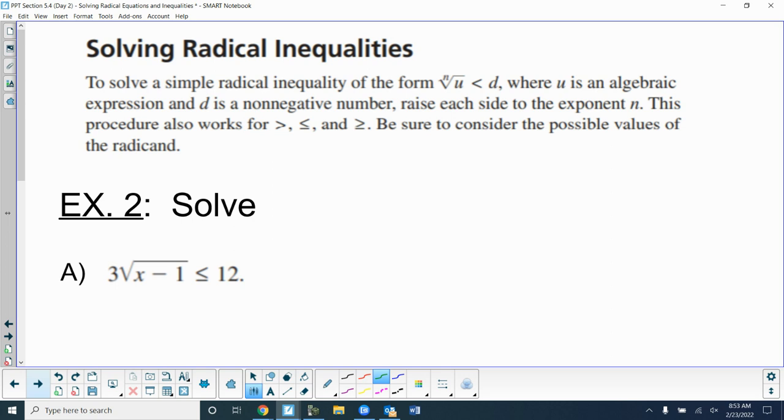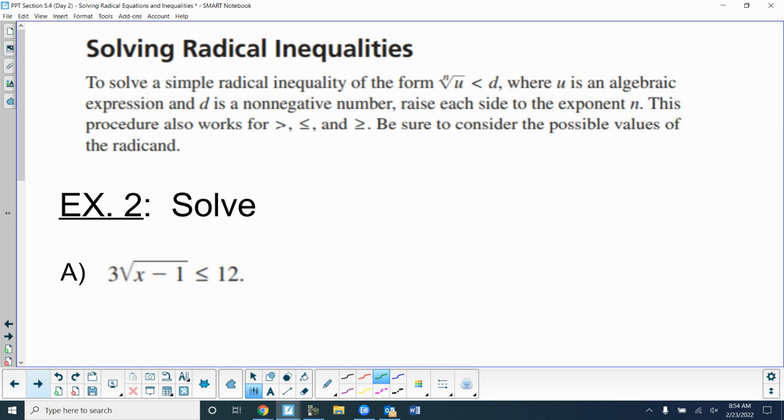All right, so to solve a simple radical inequality, and d is a non-negative number, raise each side to the exponent n, whatever the root is, just like we did yesterday. It also works for greater than, less than or equal to, greater than or equal to, or less than; they should have had that in there.